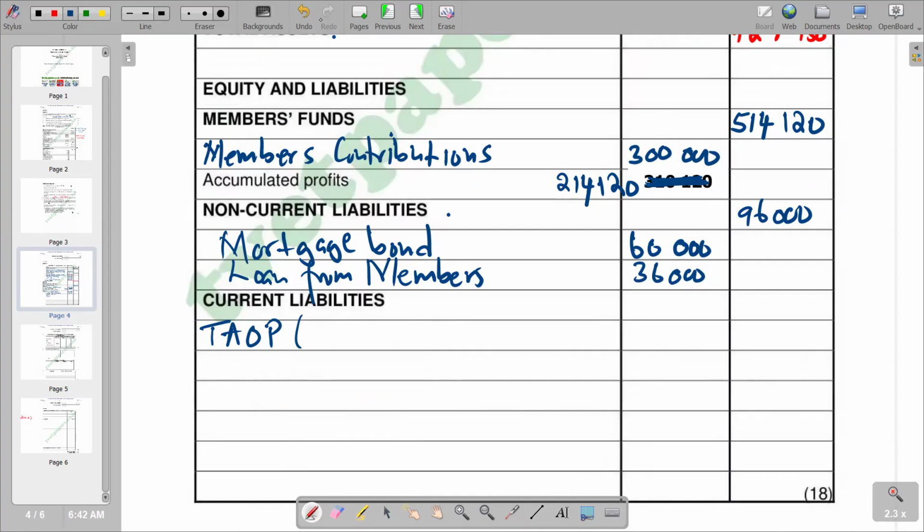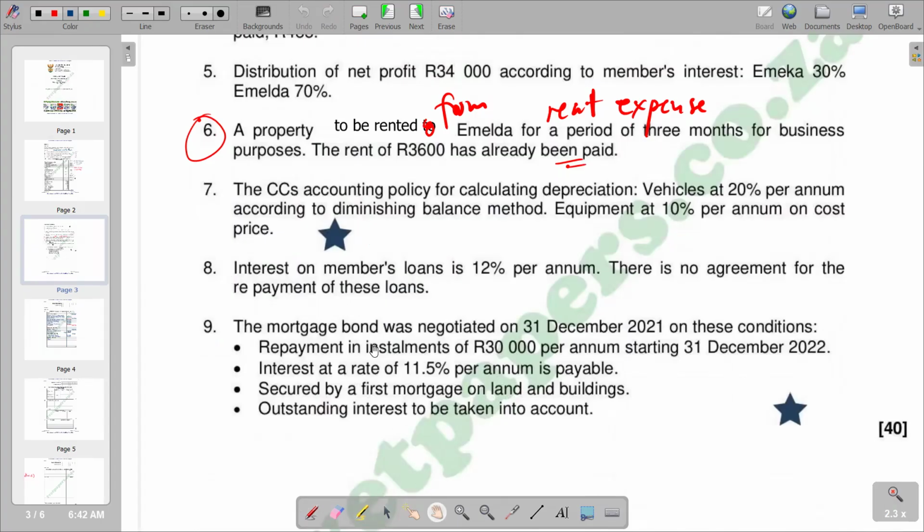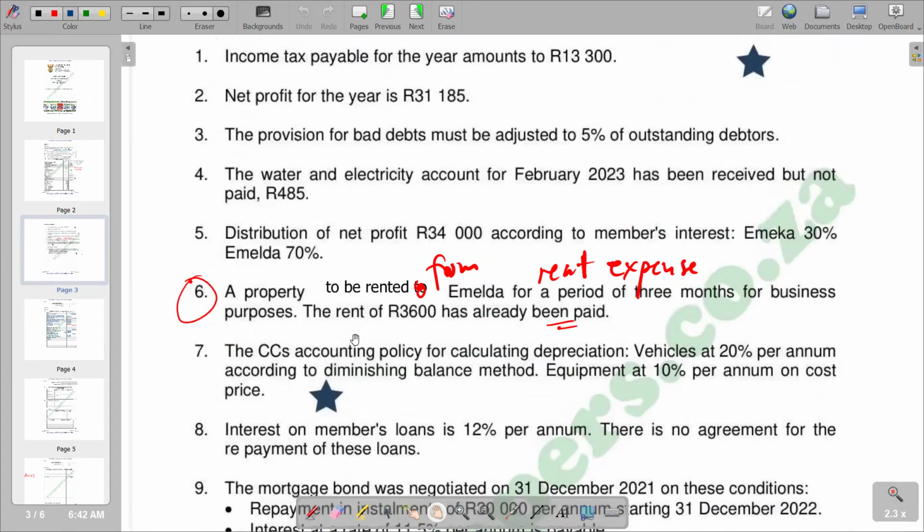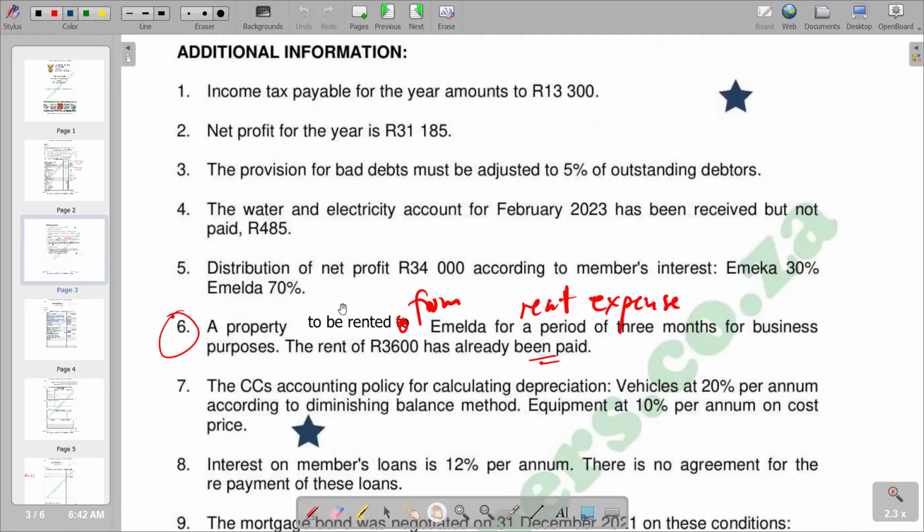But if you check, you are going to see that in the question, remember, we are also supposed to check if you've got other payables. Other payables consist of accruals of expenses and also prepayments of income. So check the additional information if we have such accruals of expenses and prepayments.